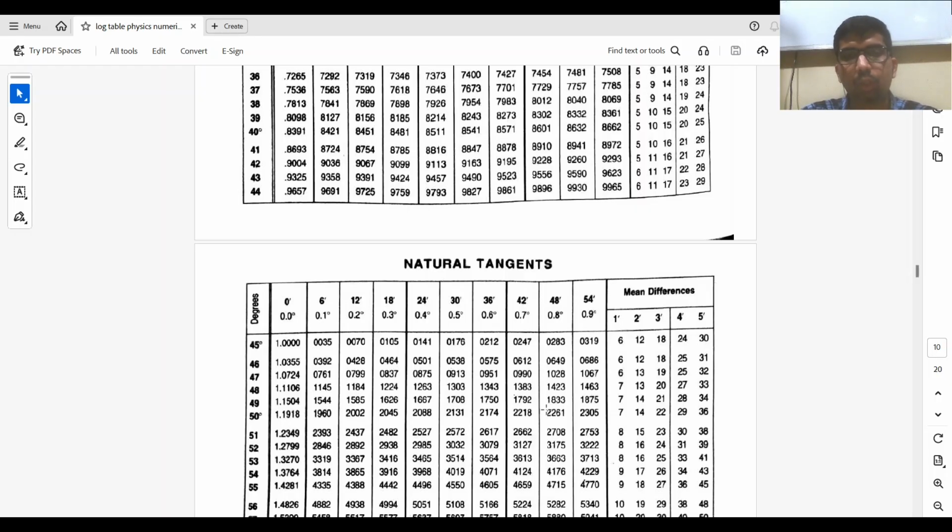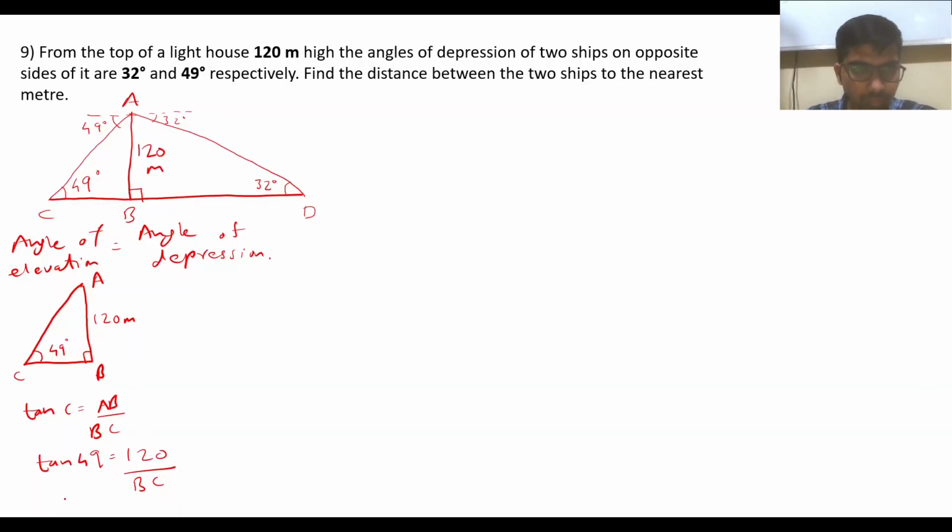1.1504. 49 degree, straightforward. 1.1504. So BC कितना हो जाएगा? BC will be 120 into 1.1504. Calculate 120 into 1.1504. You get as 138.05 meters ले लो. ठीक है.